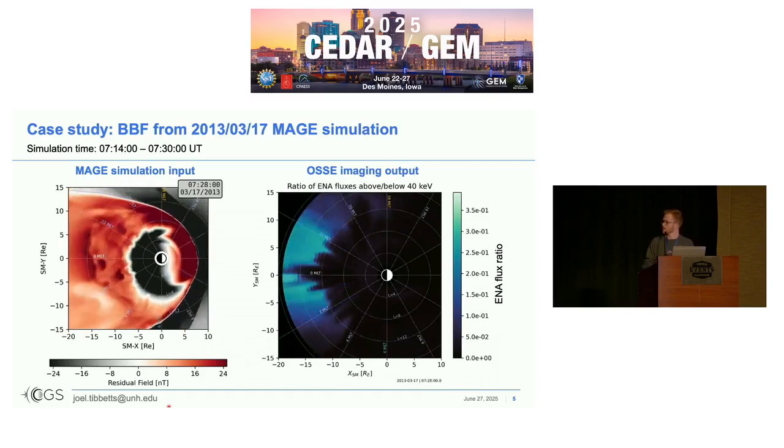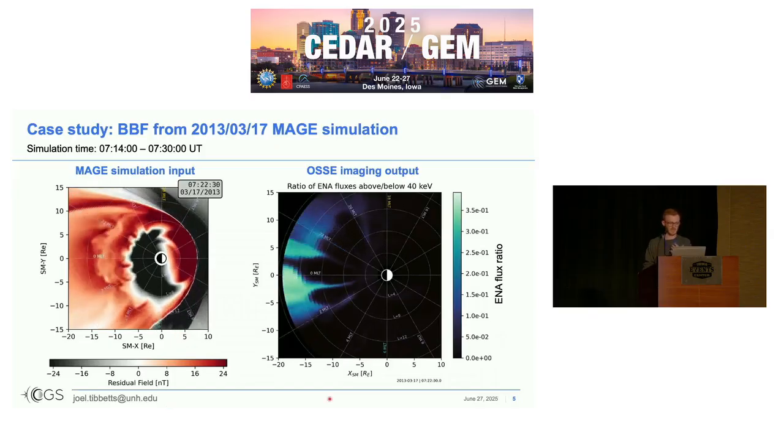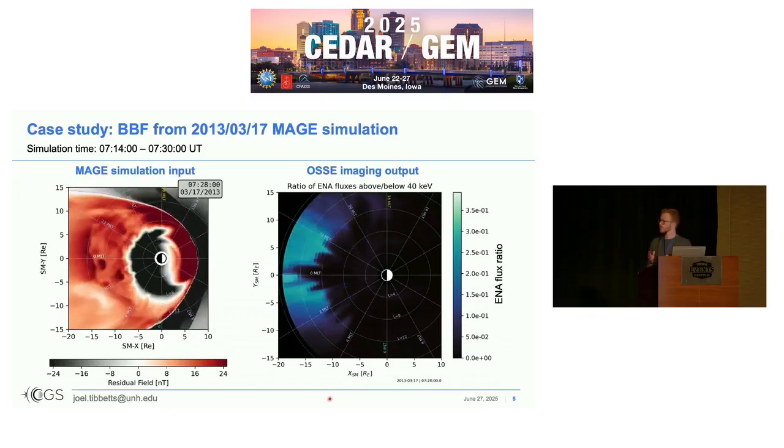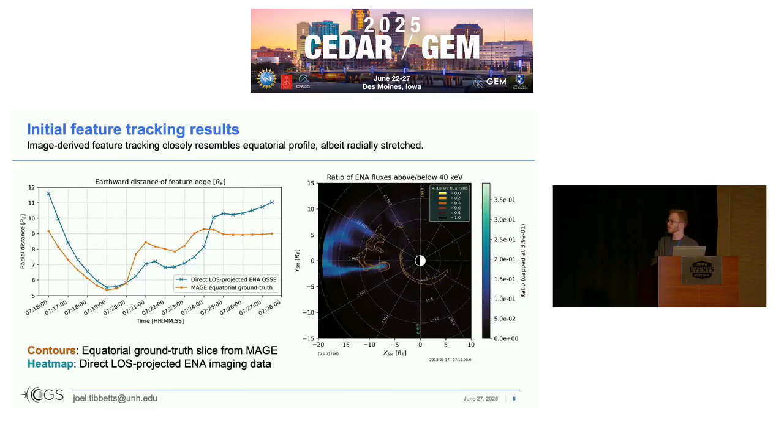Now, you can see that although the motion of the image projected into the equatorial plane here tends to match the overall motion of the feature, it's a little bit stretched tailward, and that's one thing I want to talk about here. So here's a quick result on tracking this feature in terms of its radial position. The blue line here on the left-hand side is the synthetic imager data that I've projected to the equatorial plane. I'm tracking this particular feature right here, and you can see it right at this moment of roughly closest approach to the Earth.